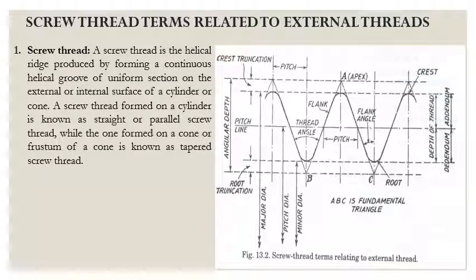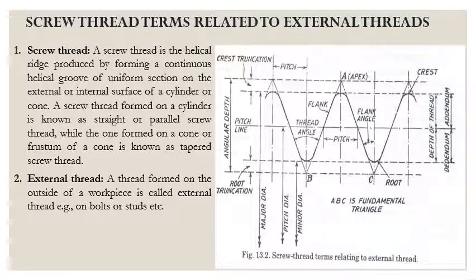First, a screw thread is a helical ridge produced by forming a continuous helical groove of uniform section on the external or internal surface of a cylinder or a cone. For external threads, the threads are formed over a surface either of a cylinder or a cone. A screw thread formed on a cylinder is known as a straight or parallel screw thread, while one formed on a cone or frustum of a cone is known as a tapered screw thread.